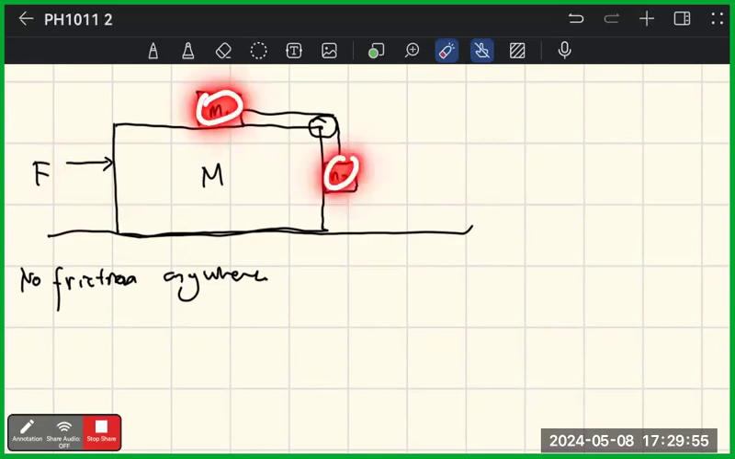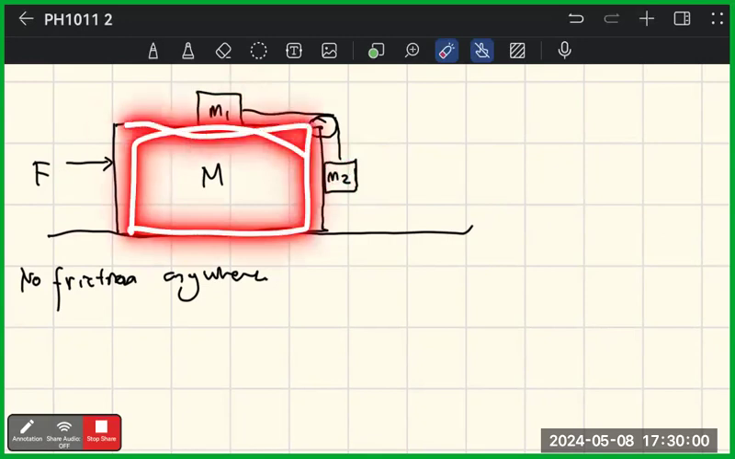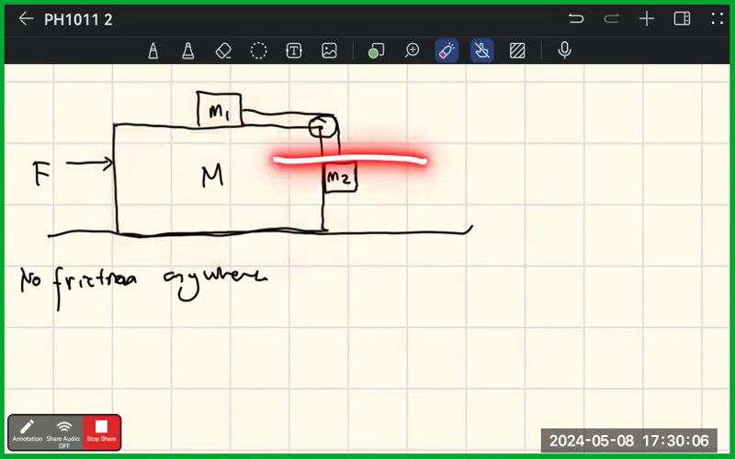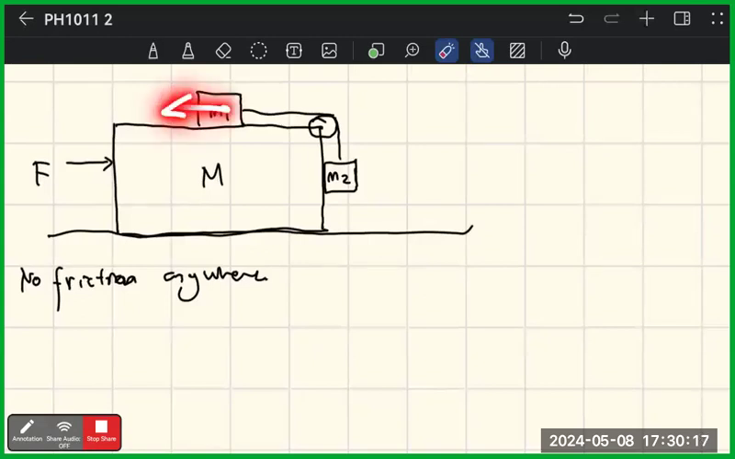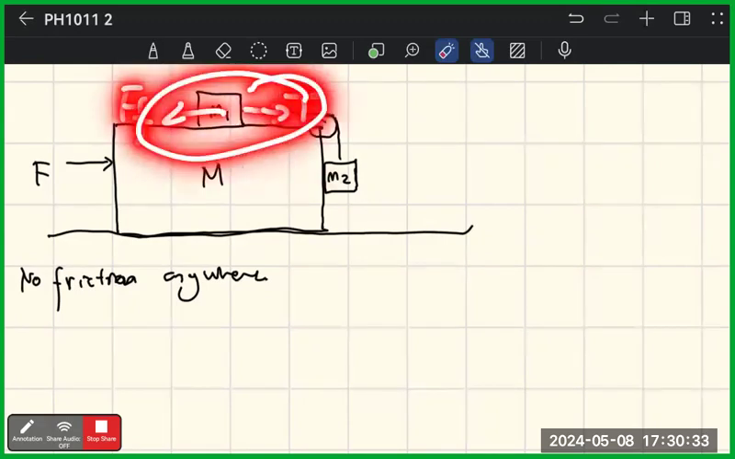M1 and M2 will only move with reference to this big M, right? Because it's moving rightwards with acceleration A, both M1 and M2 will experience a fictitious force in this direction. There's a fictitious force here. It's easily understood because this fictitious force will counteract the tension force, so it can balance out. Easy to understand, right?